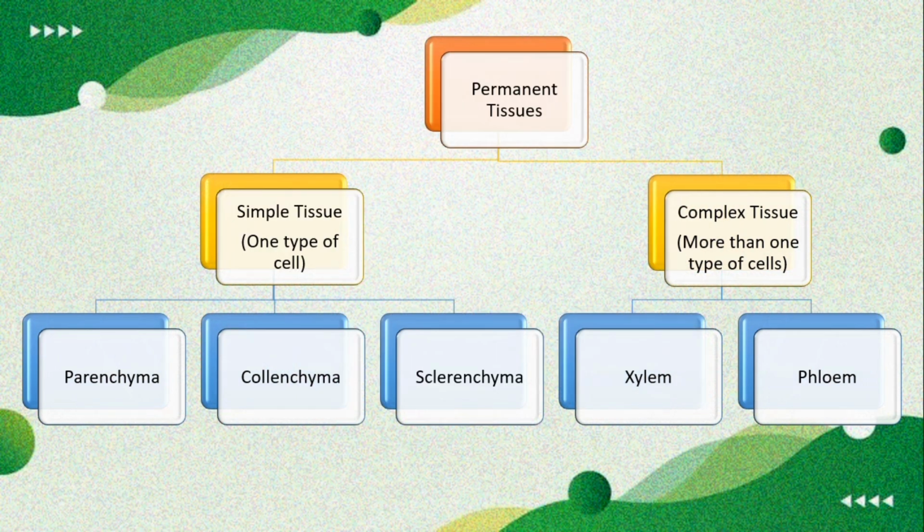So this is the classification of permanent tissues. Permanent tissues are classified into simple tissue and complex tissue. Like I said in the previous video, simple tissues are those tissues that are composed of one type of cell, and complex tissues are those that contain more than one type of cell. These simple tissues are again subdivided into parenchyma, collenchyma and sclerenchyma, while the complex tissues are subdivided into xylem and phloem. Now we will discuss one by one.